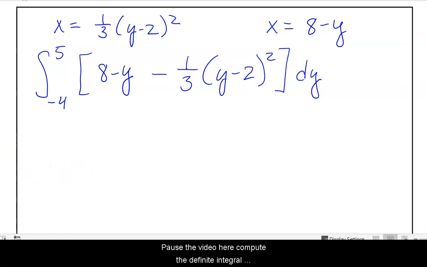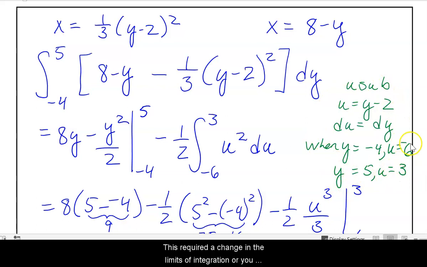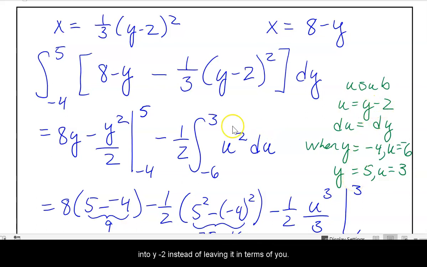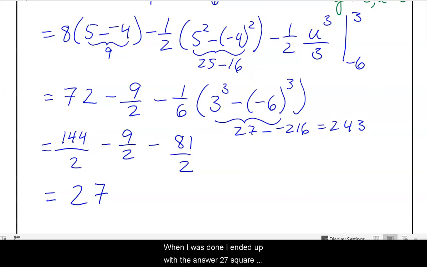Pause the video here, compute the definite integral, then turn the video back on, and let's check our answers. How did you do in your integration? I chose to stick with what was written and to do a u substitution. This required a change in the limits of integration, or you could have kept the y values but had to substitute back into y minus 2 instead of leaving it in terms of u. When I was done, I ended up with the answer 27 square units for the area between the curves.